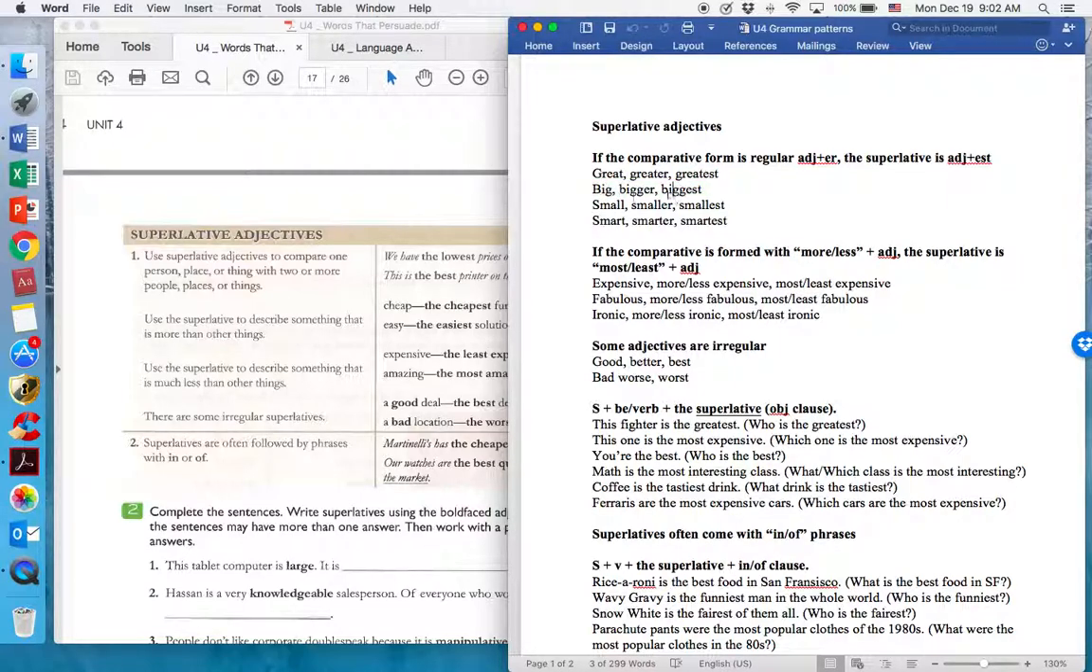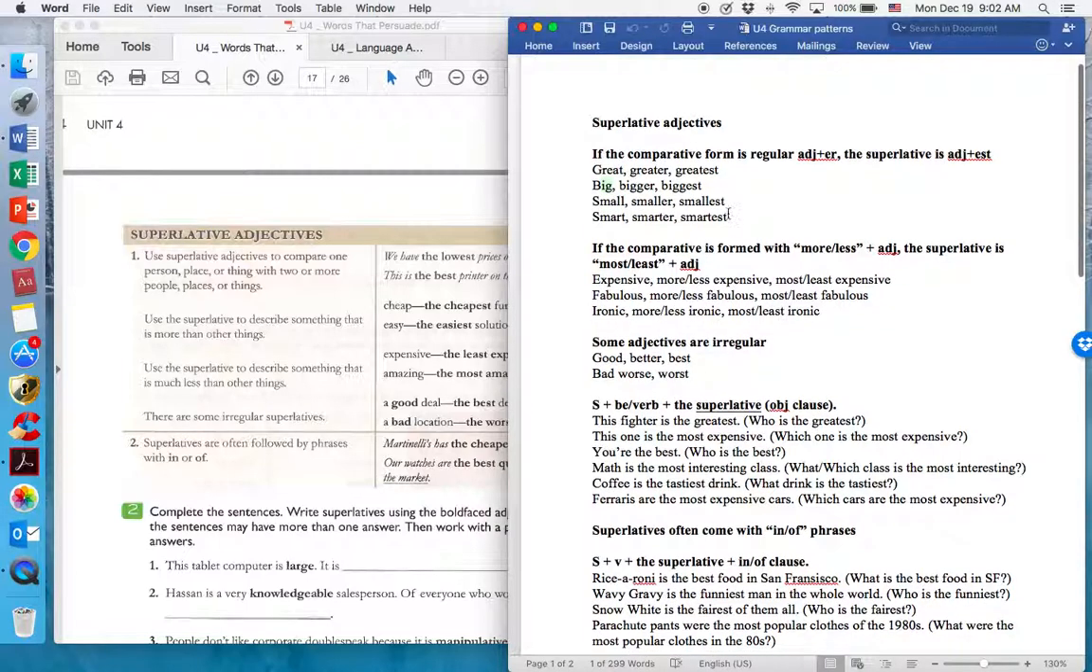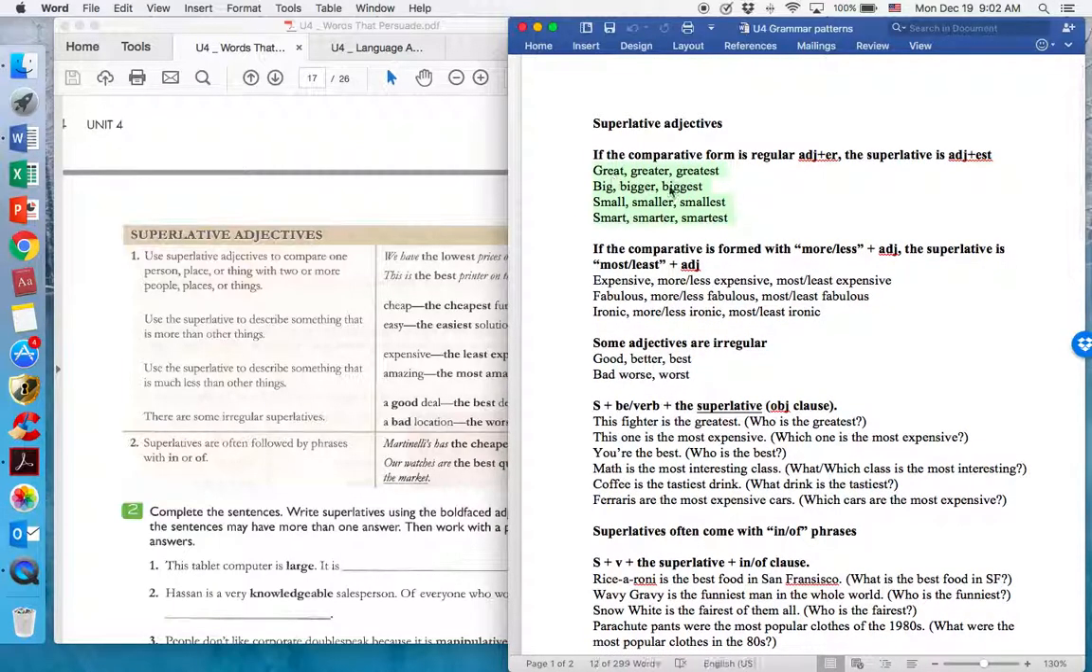Big, bigger, biggest. You have to double the G. All right, sorry, these were regular forms. You have to double the G for these short adjectives with the vowel consonant endings. Small, smaller, smallest. Smart, smarter, smartest. These are regular superlative and comparative adjectives.